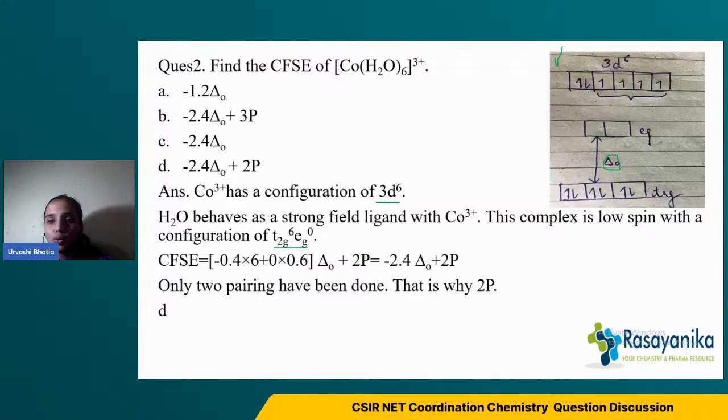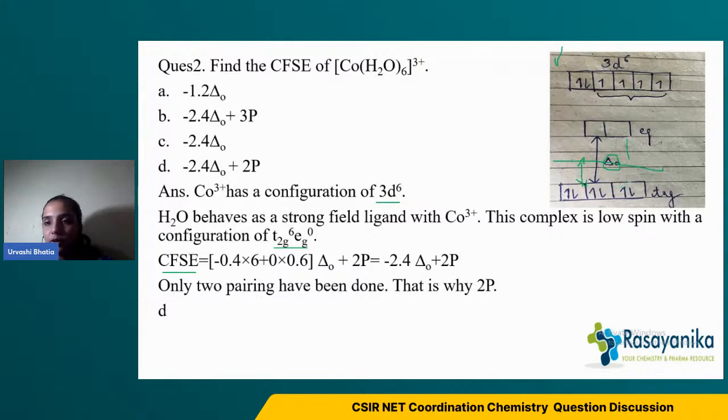Okay. So now we need to see the CFSE. How do we calculate the CFSE? CFSE is calculated based on this. This is the barycenter that we get, and this lower part is minus 0.4 delta naught, and the higher one, above the barycenter, is plus 0.6, right?